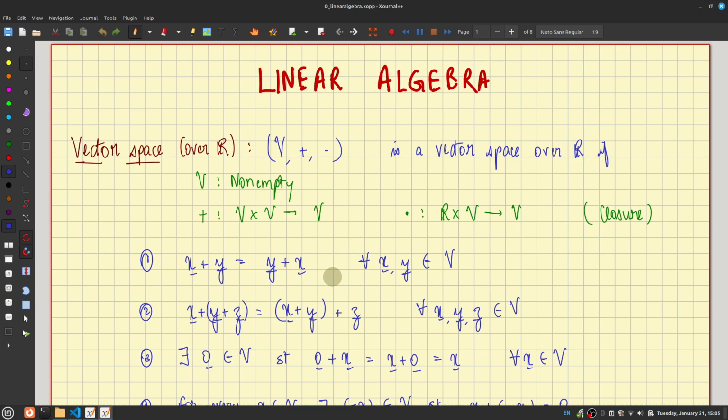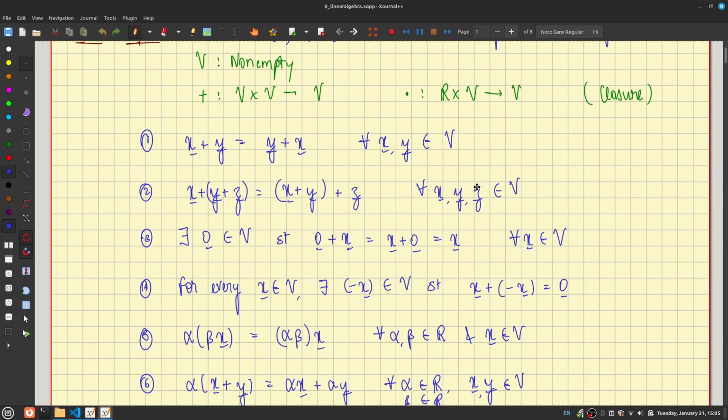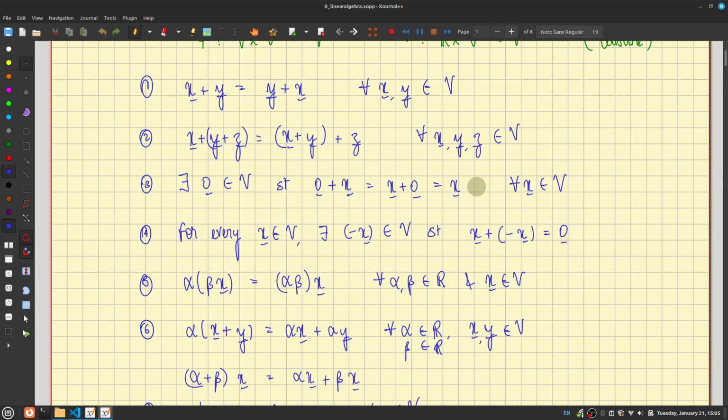Quickly, what is a vector space over R? A vector space is just a non-empty set V with two operations, addition, which takes two vectors and outputs another vector, and a scalar multiplication operation, which takes a real number and a vector and outputs another vector. Right? And these operations have to satisfy a bunch of properties for this to form a vector space.